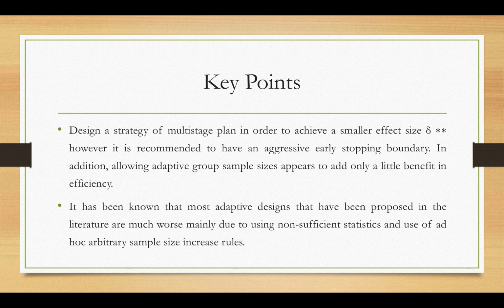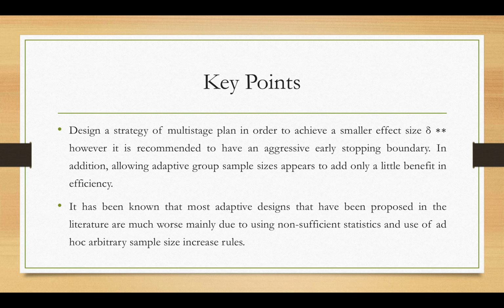Lastly, I wanted to go over some key points with you guys. First one is to design a strategy of a multi-stage plan in order to achieve a smaller effect size. However, it is recommended to have aggressive early stopping boundaries. In addition, allowing adaptive group sample sizes appears to add only a little benefit in the efficiency of your study.